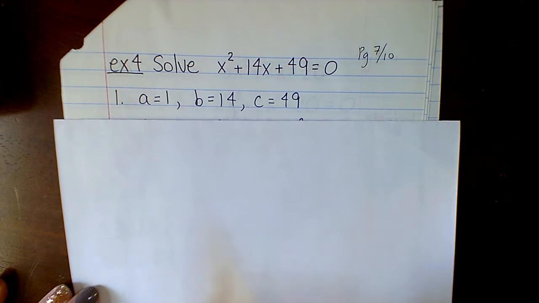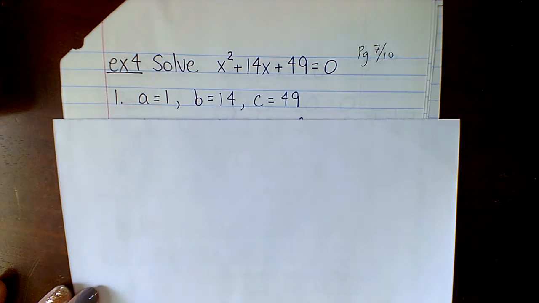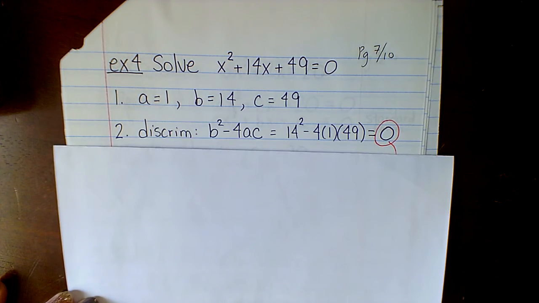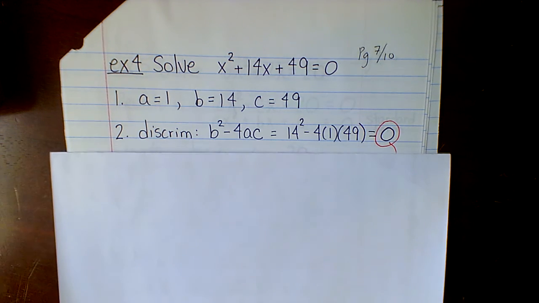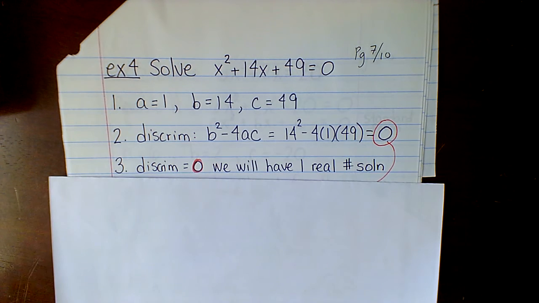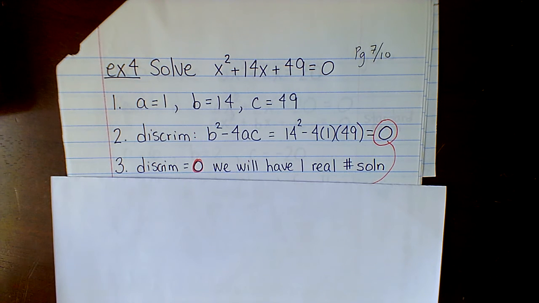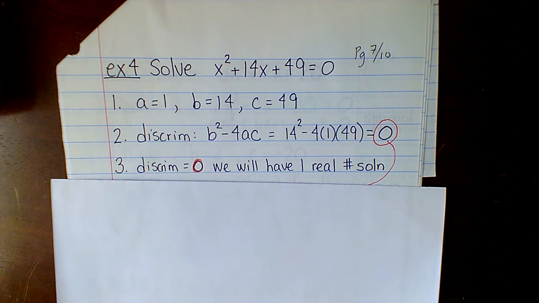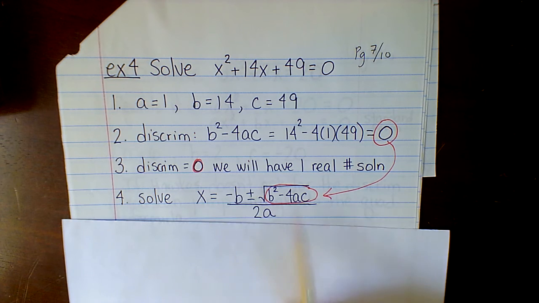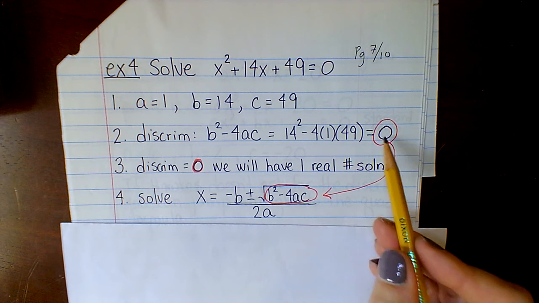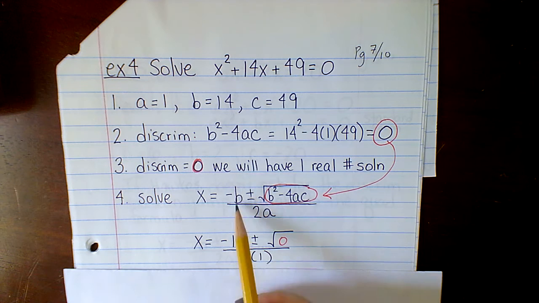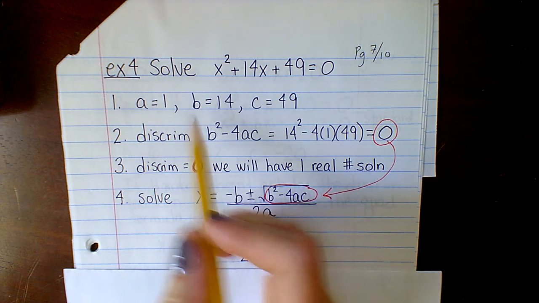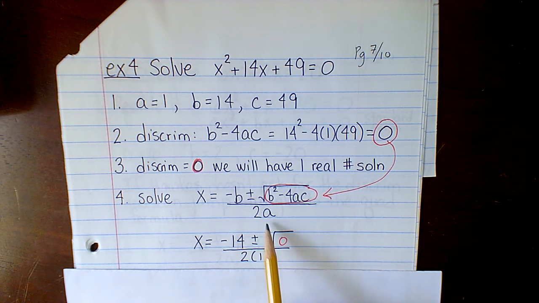All right, so A, B, and C: 1, 14, 49. Discriminant. Let's do some plugging and chugging. You get 0. Ooh, we like 0. You'd like to see 0 as a discriminant, trust me, because that means you're only going to have one real number solution. Now I'm going to show you why that's the case. So we bust out the quadratic formula, we take that discriminant of 0, we plug in 14 for B, and 1 right there for A.